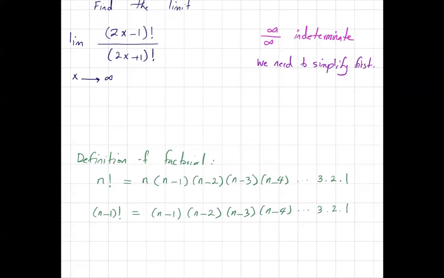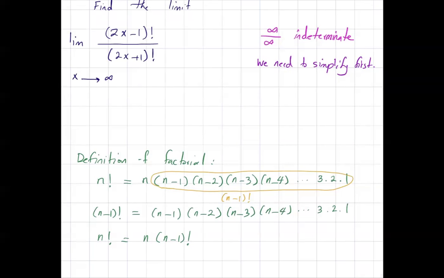So basically what we observe here is that the multiplication of (n minus 1), (n minus 2), (n minus 3), (n minus 4), 3 times 2 times 1 is nothing but (n minus 1) factorial. So by using this recursion, n factorial can be written as n times (n minus 1) factorial, a simpler form.